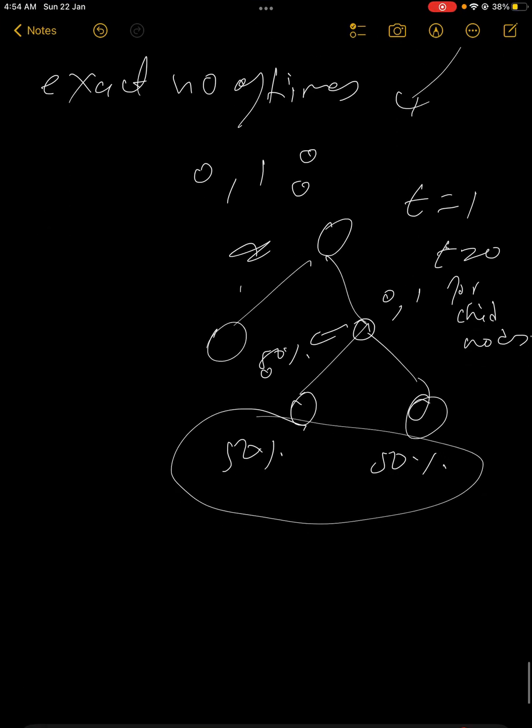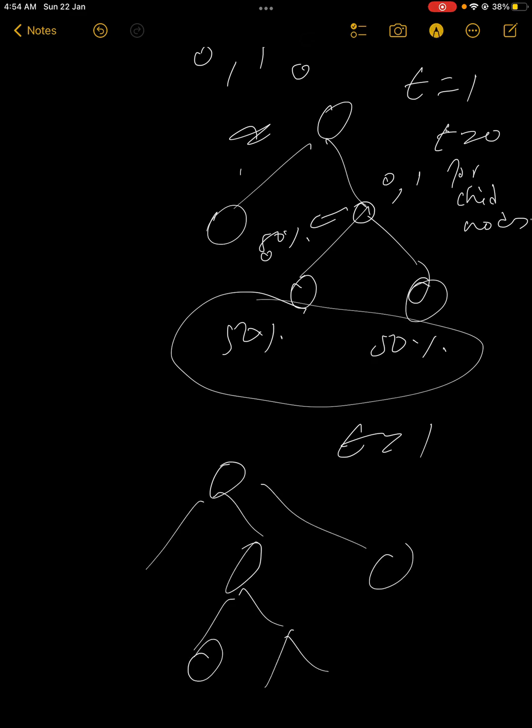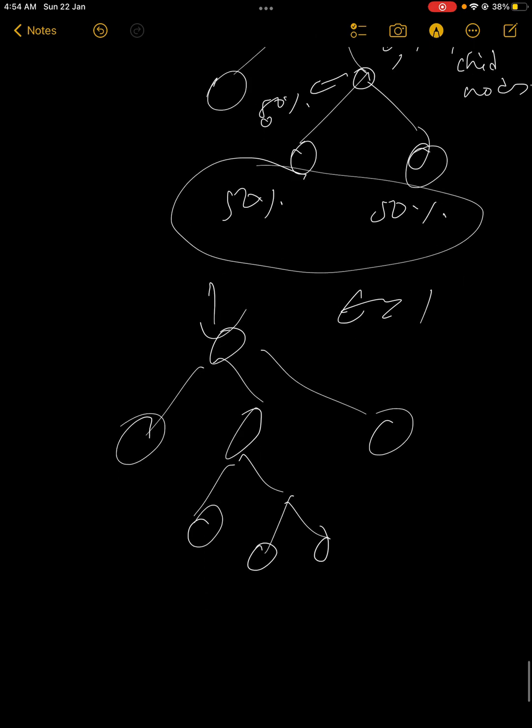And eventually, not just for t equal to 1, for any time, for any given node, which can be anywhere, even for this node also at any later time. Let me show you like this. So at t equal to 0, this has 50% chance of 0, 50% chance of 1, and this has 50% chance of 0, 50% chance of 1.